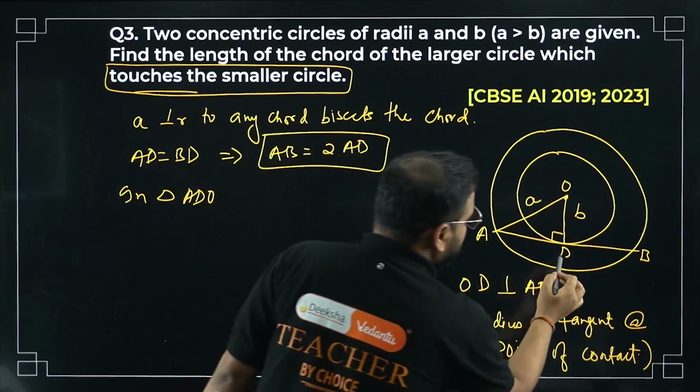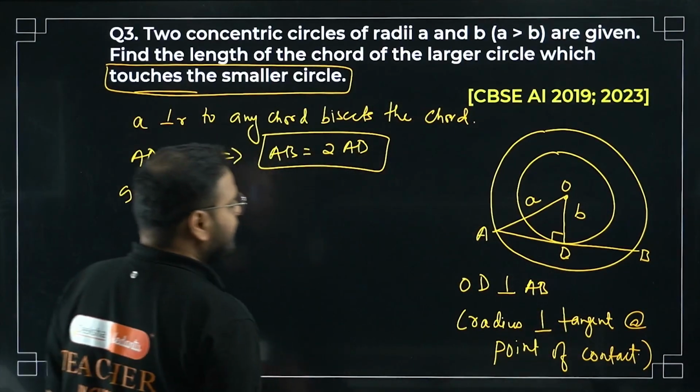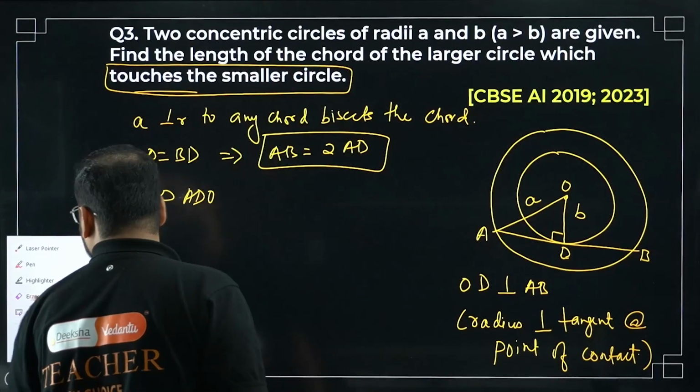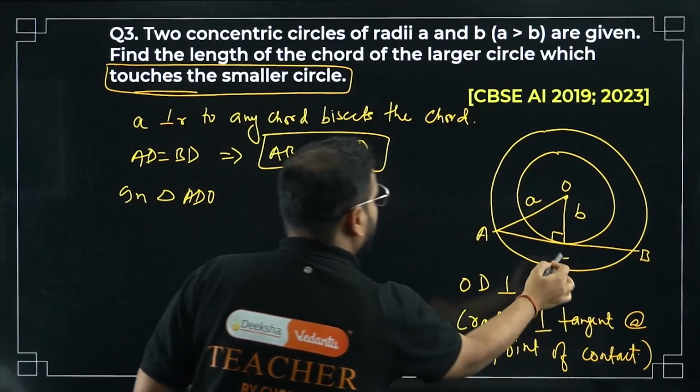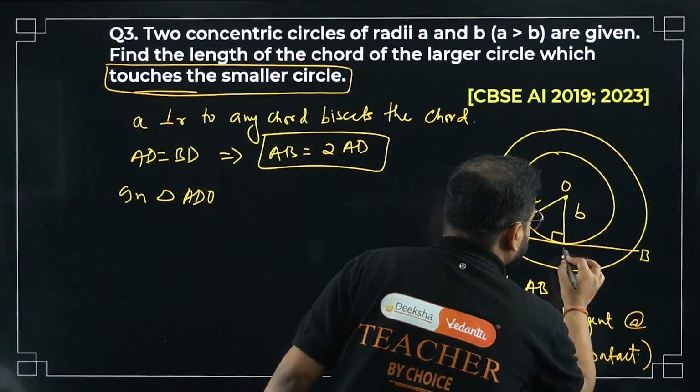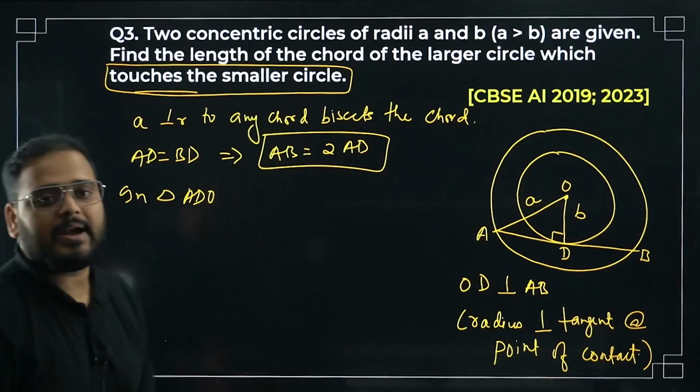This is A, D, O. This is D, okay? I hope this is clear. Let's, it's a little bit confusing, so I'll just rewrite this D part. All right, sir. This is D.